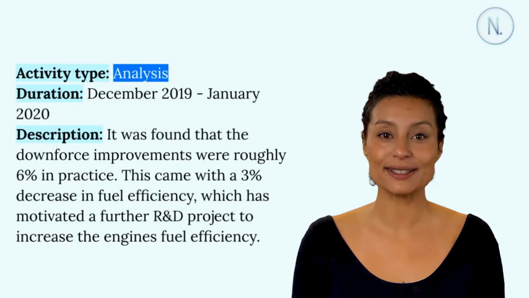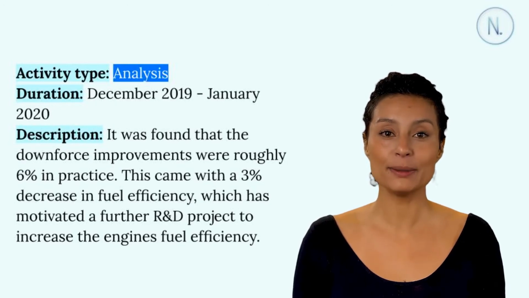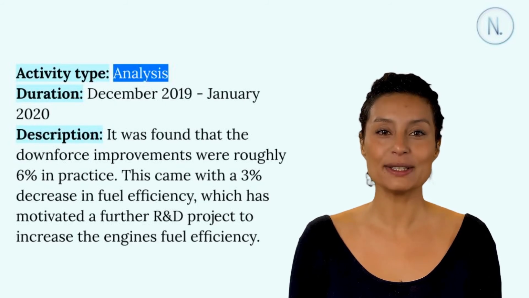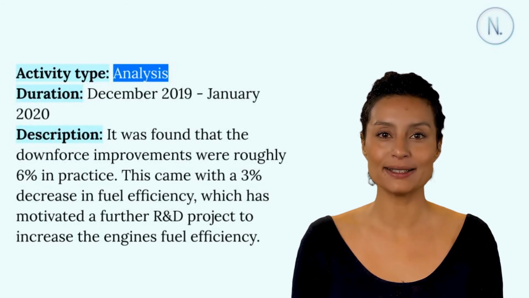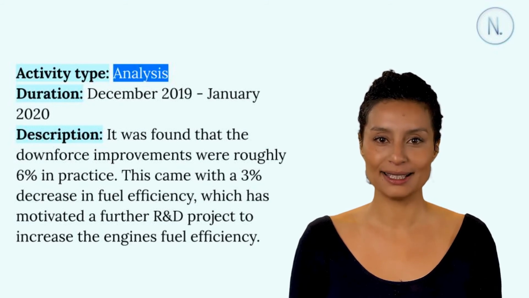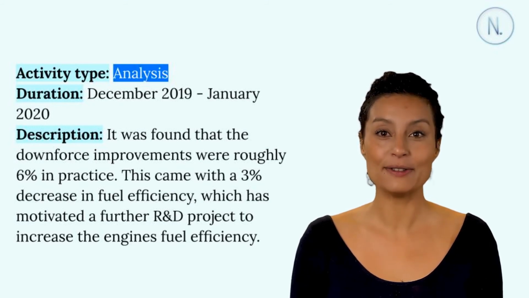Activity type: analysis. Duration: December 2019 to January 2020. Description: it was found that the downforce improvements were roughly 6% in practice. This came with a 3% decrease in fuel efficiency, which has motivated a further R&D project to increase the engine's fuel efficiency.